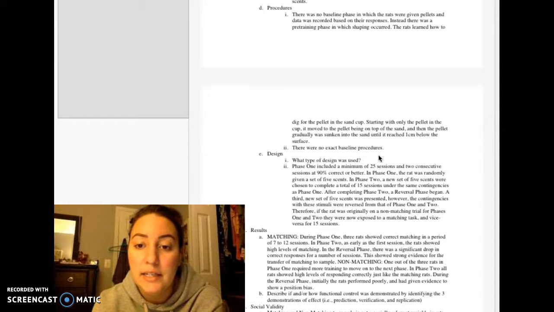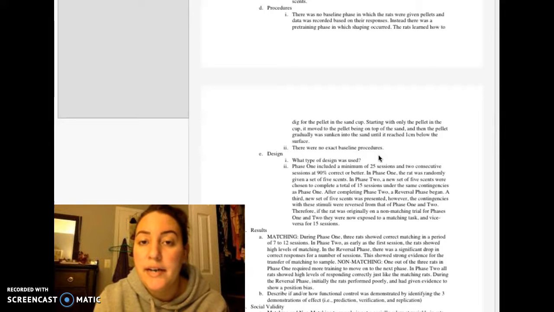And then finally, there was the reversal phase. In the reversal phase, they would use the 3rd random set of 5 different scents. The point of the reversal phase was to see, if the rat started out matching for phase 1 and phase 2, for the reversal phase they would non-match, and vice versa. So if the rat started out non-matching for phase 1 and phase 2, the reversal phase would be matching.